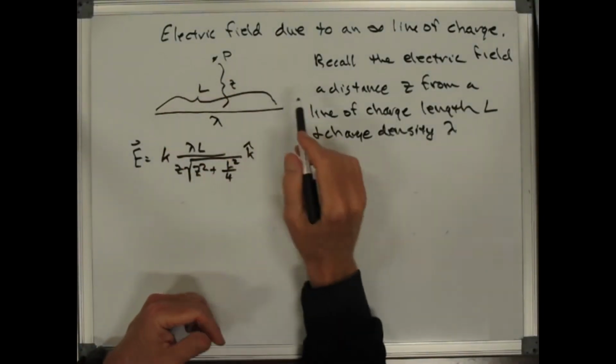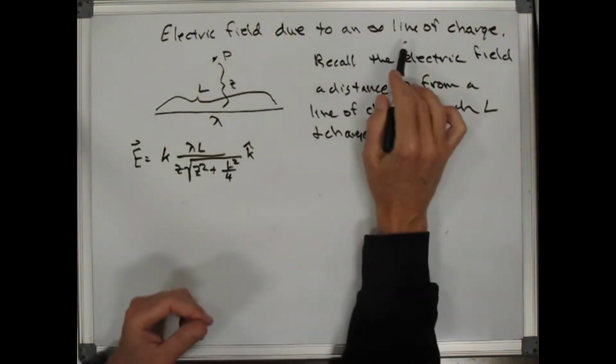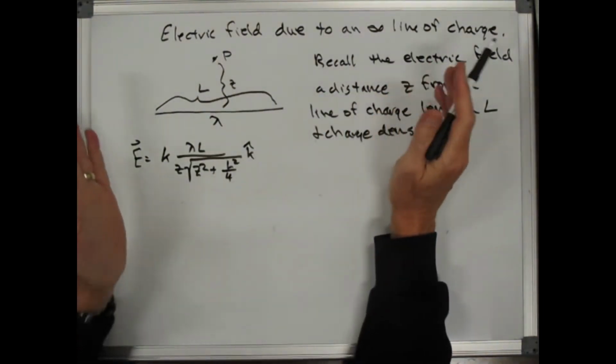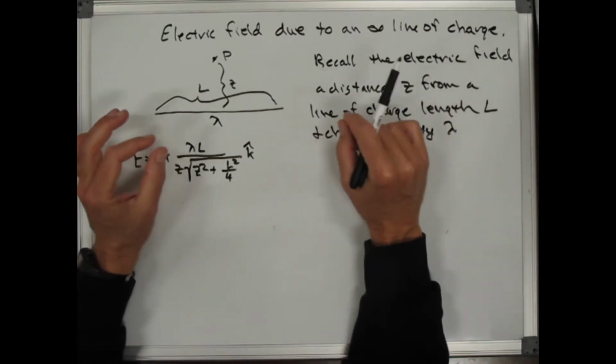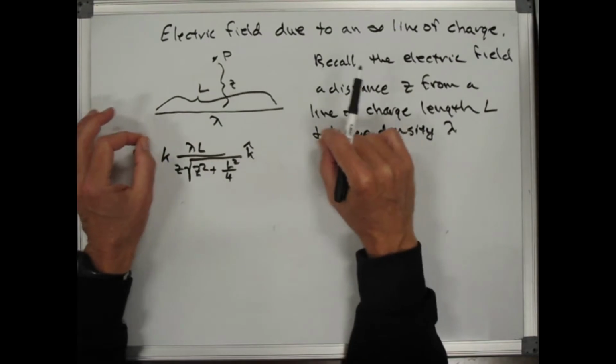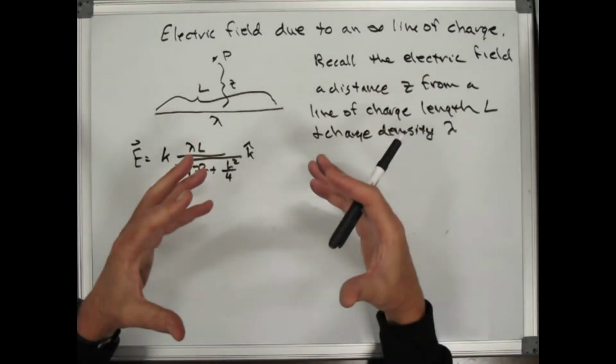We're going to use Gauss's law to determine the electric field due to an infinite line of charge. So if you remember when we first started looking at electric fields, we looked at electric fields due to point charges and then maybe a couple of point charges. And then we did a line and a surface and a volume.